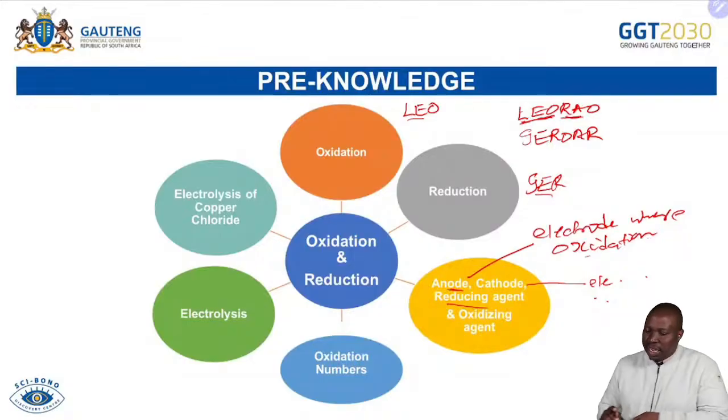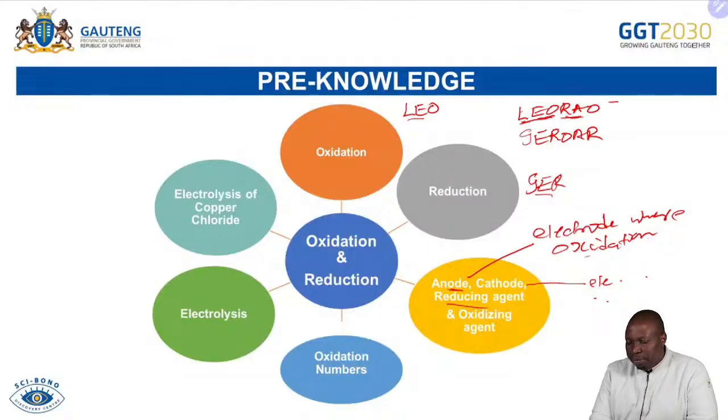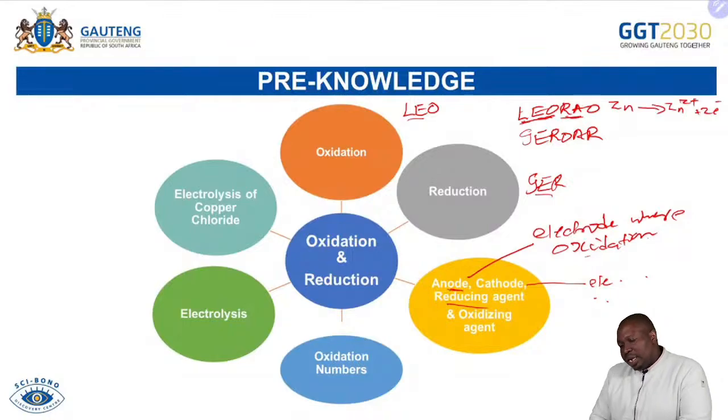So what am I saying? I'm saying if we have zinc, for example, losing electrons to form zinc 2 plus and 2 electrons, so we are saying this is loss of electrons. We call this oxidation. This reaction is called oxidation.